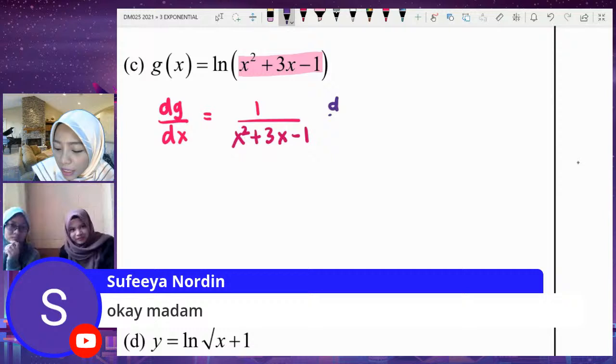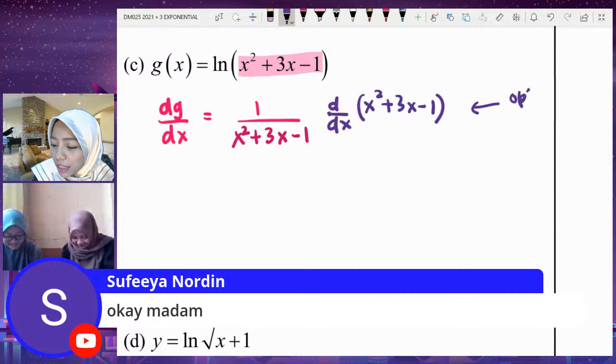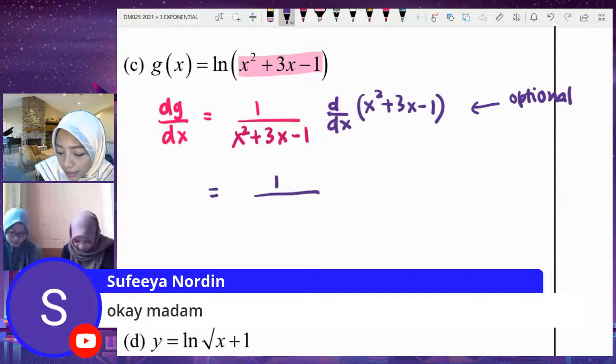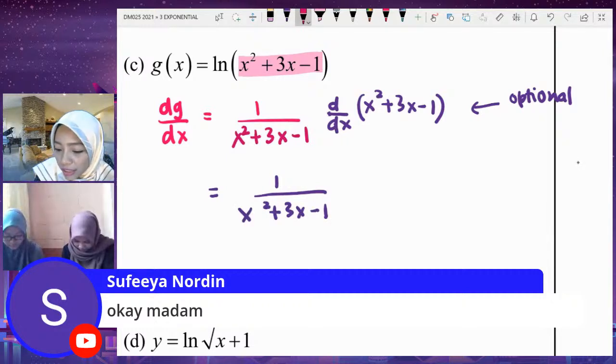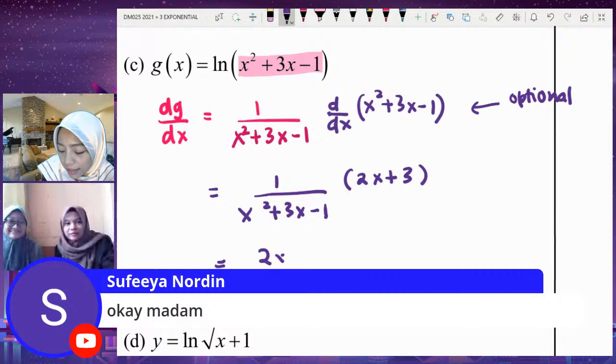Okay, so madam doesn't need to write it again, since you already told the answer straight away. So this is not necessary. It's optional. The purple part is optional. So you can directly do 1 over x^2 + 3x - 1. Okay, the differentiation of the function is 2x + 3. Okay, then what, dear? Just combine them. Yes, that's it.